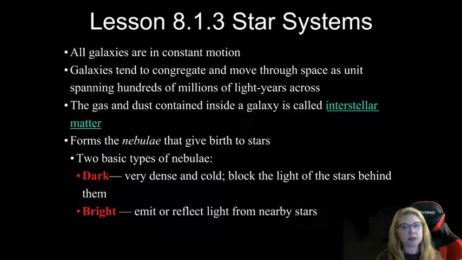And this is what forms the nebula that give birth to stars that we talked about in previous lessons when we talked about the life cycle of a star. And there are two basic types of nebula. Okay, there's a dark nebula, and this is very dense and cold, and it blocks the light of the stars behind them. And then there are bright nebula, and these emit or reflect light from nearby stars. All right, so if you're asked what the two types of nebula are that form inside the interstellar matter of a galaxy, that's dark and bright.